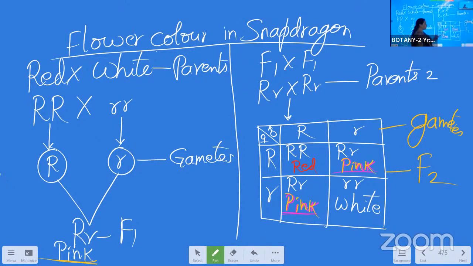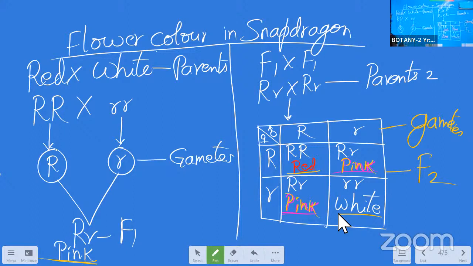In the F2 generation, one plant is showing the red color flower, two plants are showing the pink colored flowers, and one more plant is showing only the white colored flower. So in this, it is not following Mendel's law of dominance phenotypic ratio of 3:1; it is 1:2:1. And now we have to start this representation. After that, we need to write the conclusion.